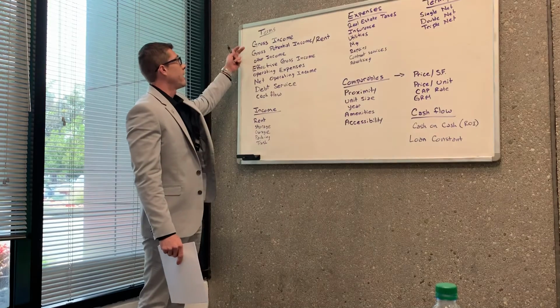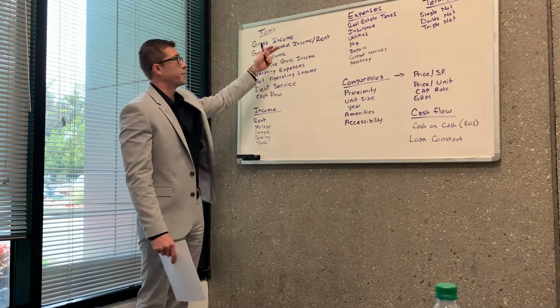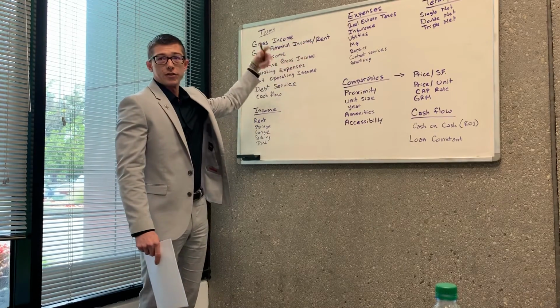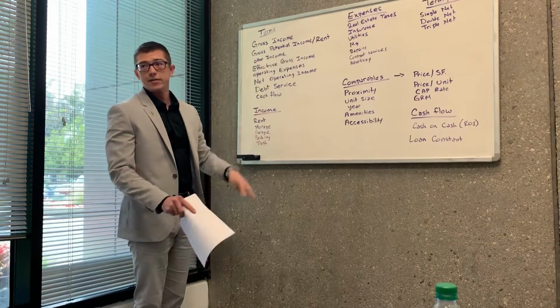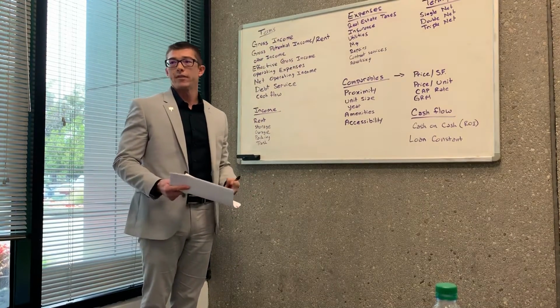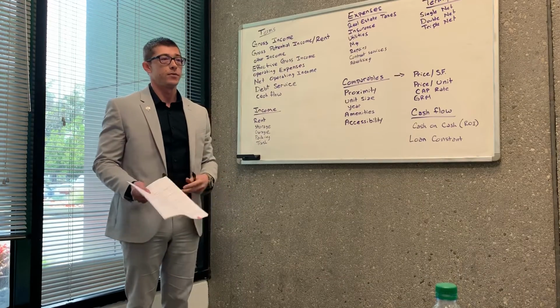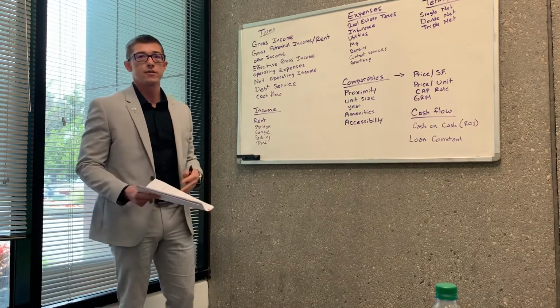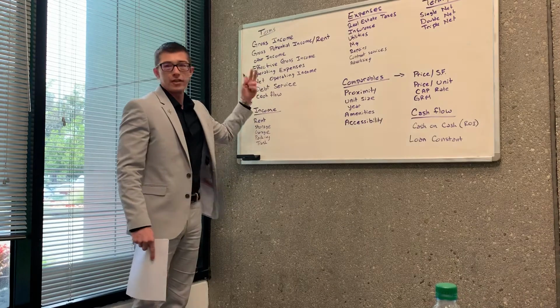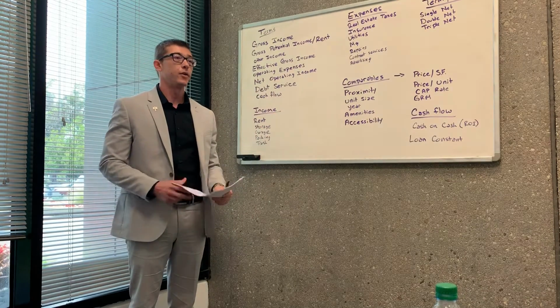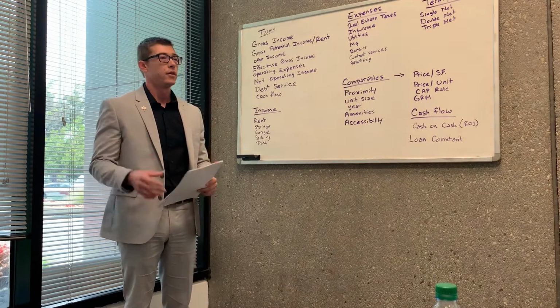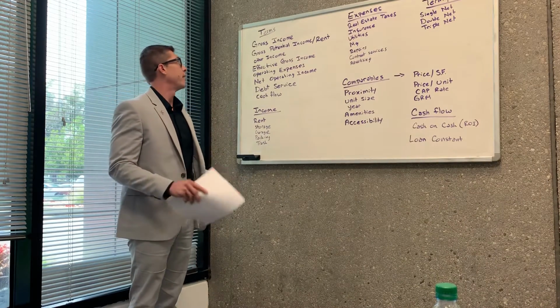Gross income and gross potential income, or gross potential rent, those are actually different numbers. The gross income is what's actually coming in at the time, so it doesn't account for vacancies. Whereas your gross potential income and rent, that's going to incorporate the vacant units at a market rent. So you're going to have a higher number than that.